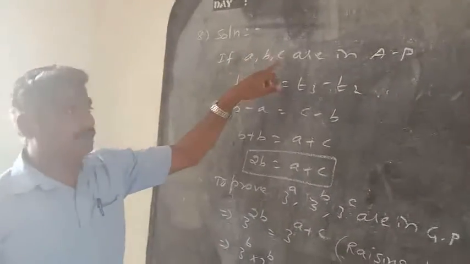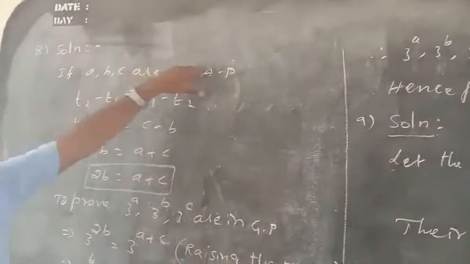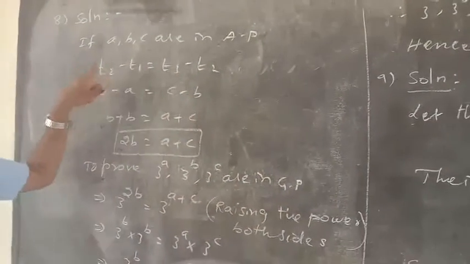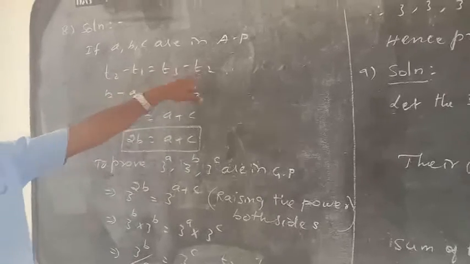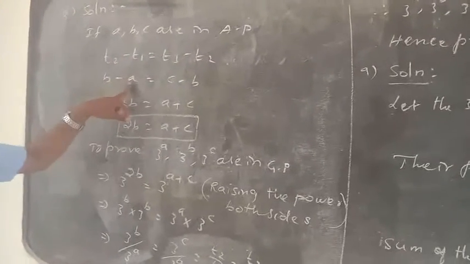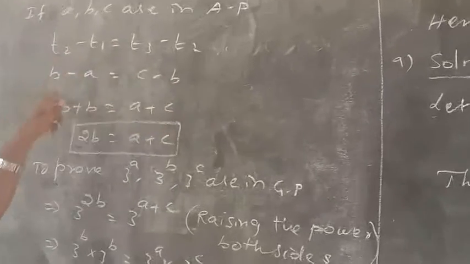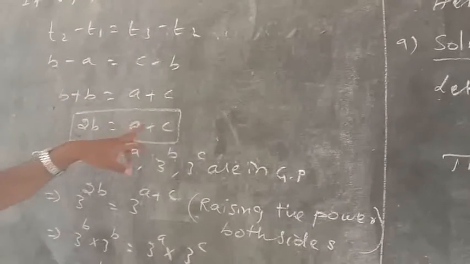A, B, C are in AP. These terms are in AP. To prove that these terms are GP. Now common difference: T2 minus T1 is equal to T3 minus T2. So B minus A equal to C minus B. So minus B convert to that side, minus A convert to that side. So B plus B, 2B is equal to A plus C.